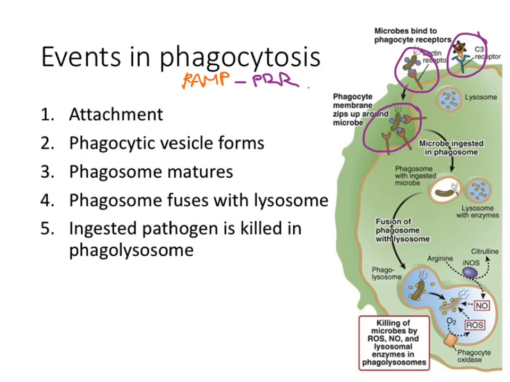So that's the attachment. And the attachment here is just to make sure that the macrophage or the neutrophil, that phagocyte, grabs hold of the pathogen. And then the next step is the phagocyte forms, or the phagocytic vesicle forms. What's happening in that step? So what do we mean when we say that a phagocytic vesicle forms?